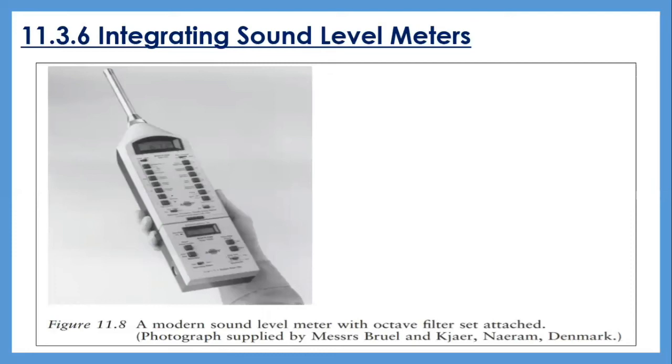In fairly steady noise with fluctuations of only a few decibels, the fast response may be used, and a simple average can be taken by the person carrying out the measurements.